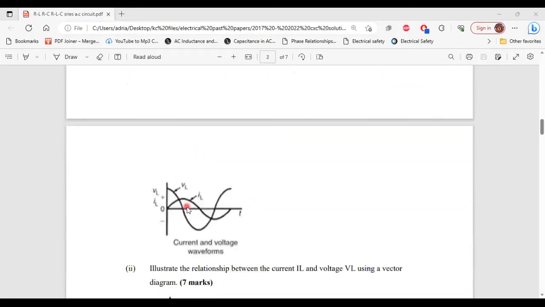All right, so here is the diagram. For a purely inductive circuit, the current lags behind the voltage. That's what this waveform is showing us. The current lags behind the voltage. So that's it for part 1.